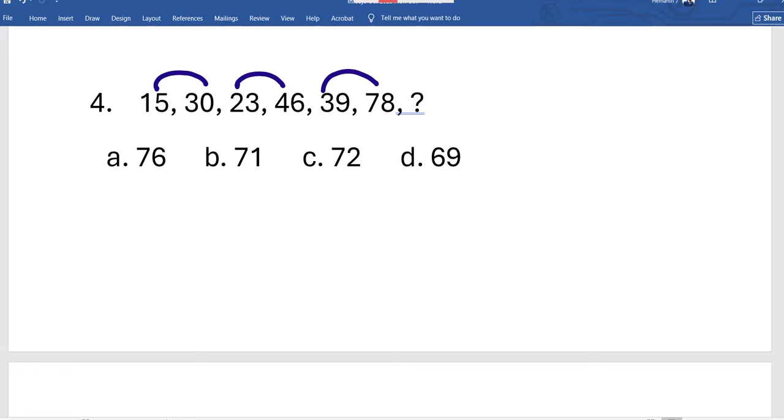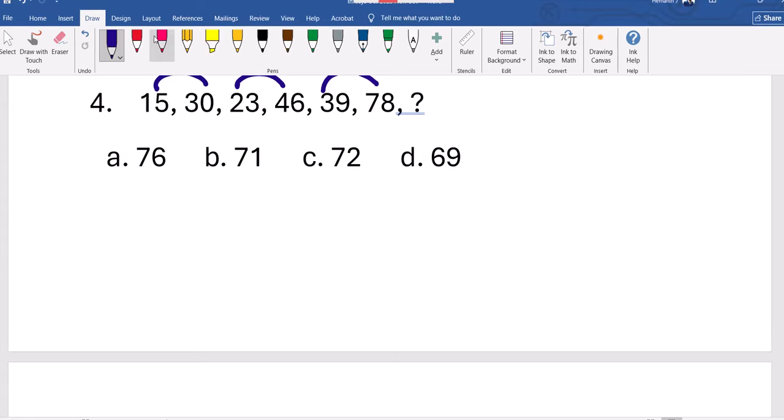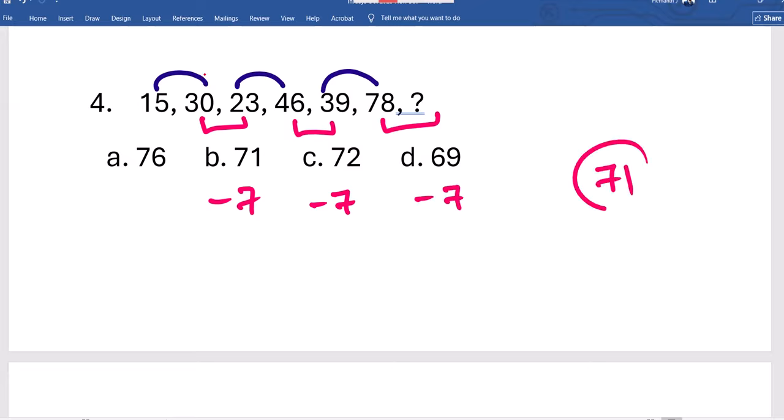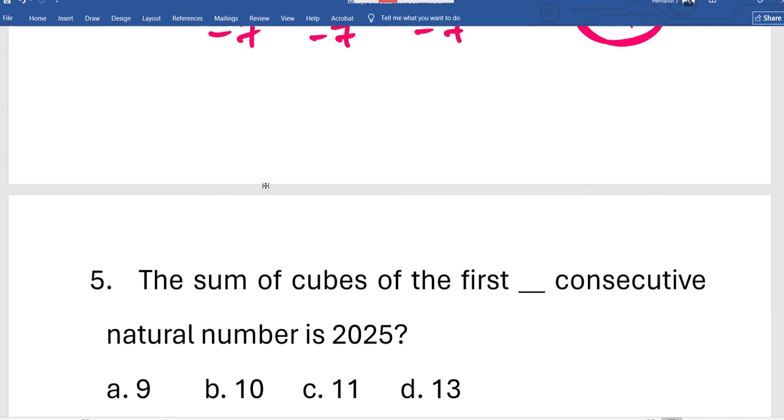But now 30 and 27 is -7. 46 and 39 also. 78 minus 7 is 71. Double then -7, double then -7, like this.